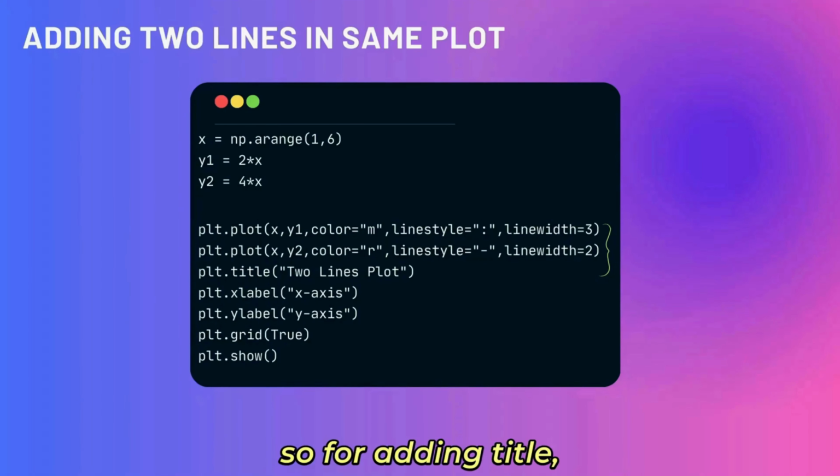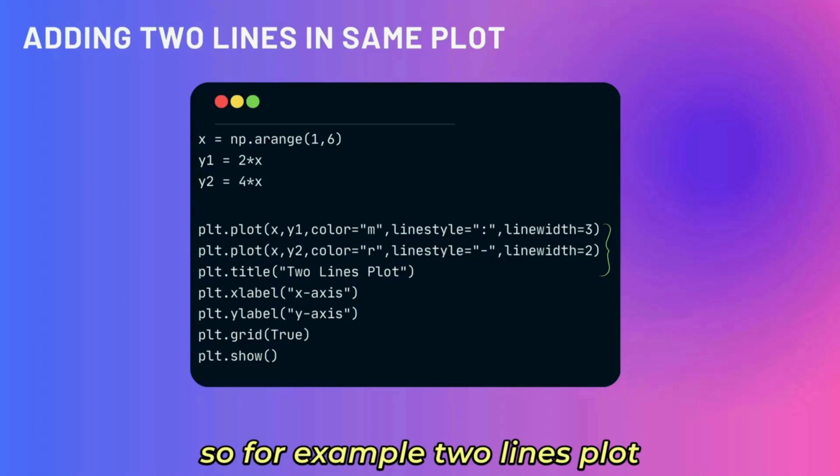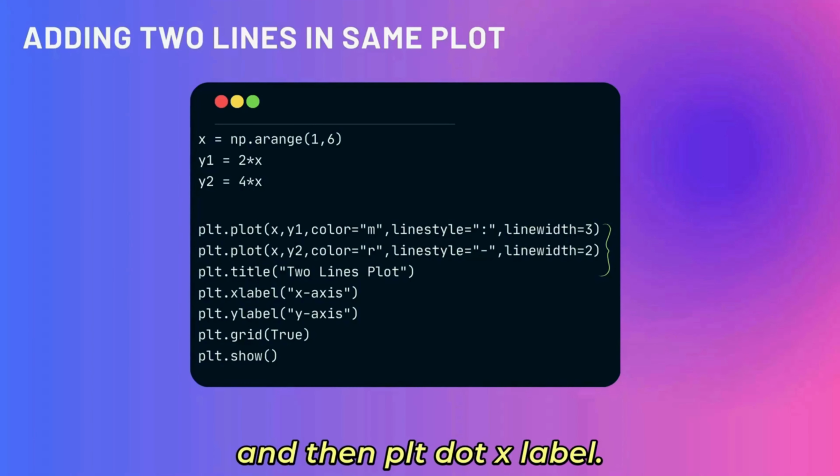So for adding title, obviously you can write plt.title and then some title. So for example, 2 lines plot, and then plt.xlabel. I can provide the name of this axis. So I can write x-axis. Similarly, the label for y-axis, I can write y-axis. plt.grid true. So this is again one more important thing.